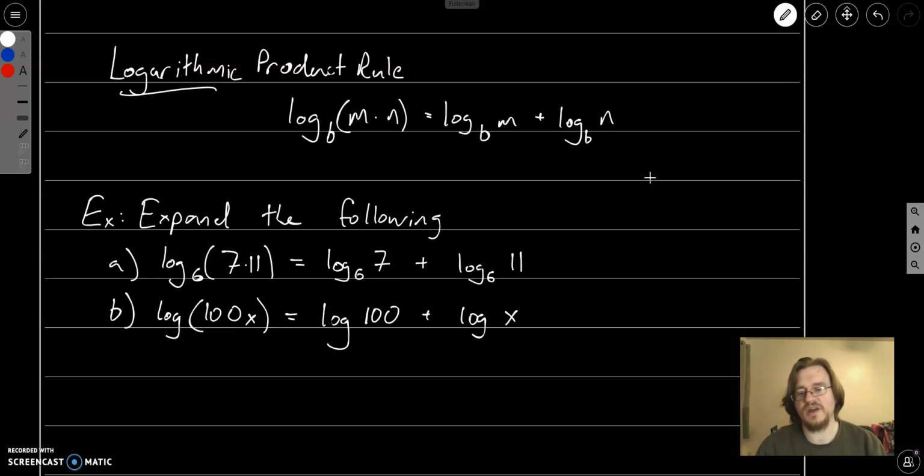One thing I do want to point out here is that we can simplify this further. The common log is log base 10, and 100 is in fact just 10 squared. So when we look at the log base 10 of 10 squared, this is asking what number do you have to raise 10 to get 10 squared? Well, that's just the number 2.